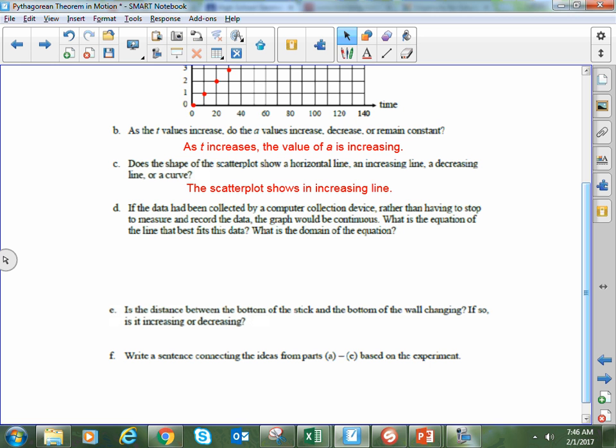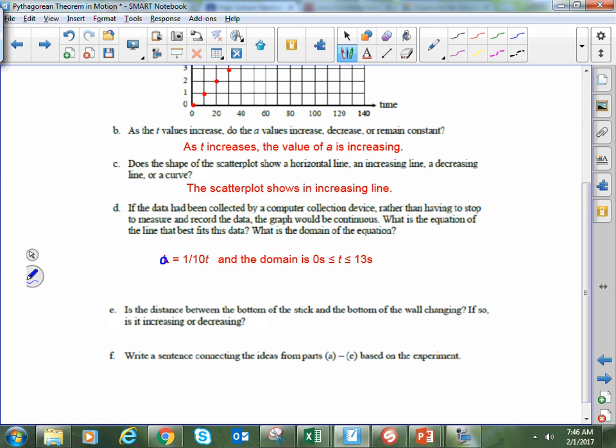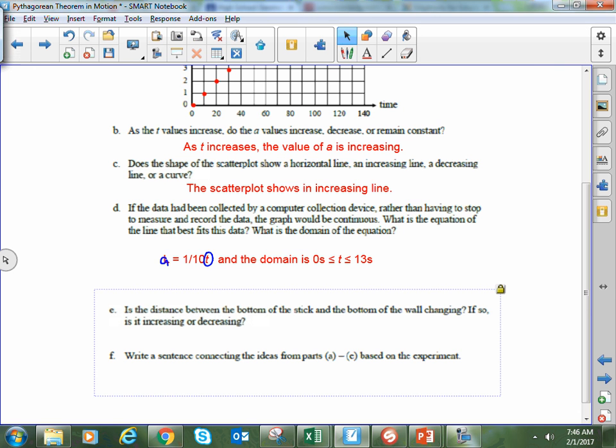Again, this data is not continuous, so that's why we don't connect the dots. What is the equation of the line? In this case, the equation of the line is 1/10 t, and this should really say A, because that's my dependent variable. I'm sorry, the independent variable is time and the dependent variable is the length of A as it grows. So the length of side A depends on the time. Is the distance between the bottom of the stick and the bottom of the wall changing? Yes, it's changing, and it's increasing over time.